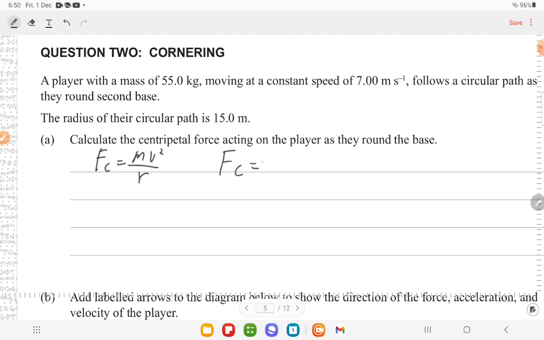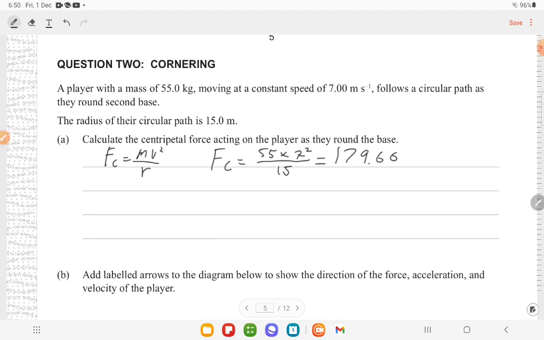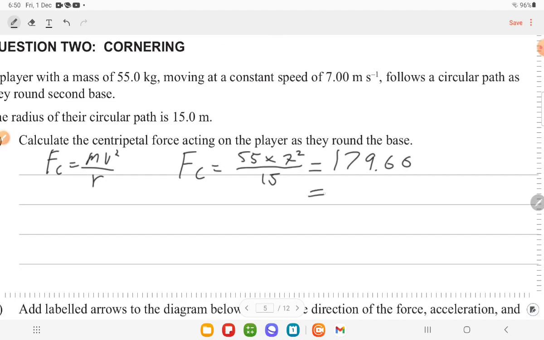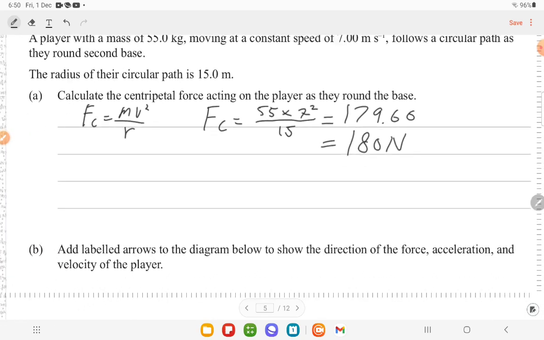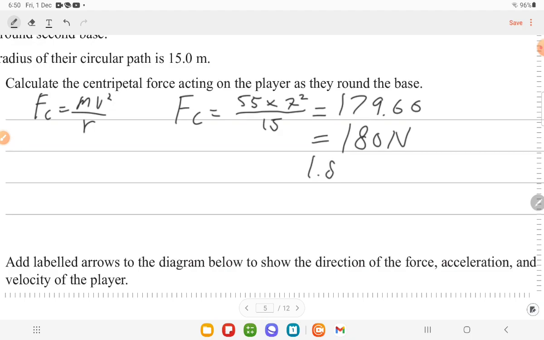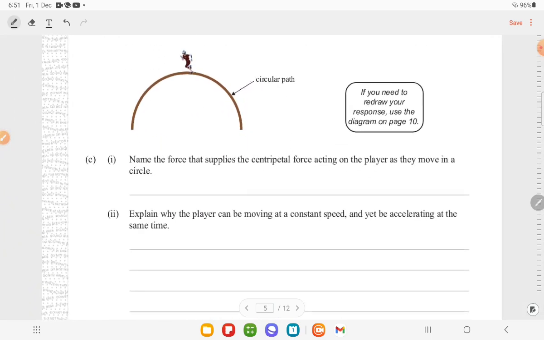Force centripetal in this context will be 55 times 7 squared over 15 meters. This is equal to 179.66, which if we round to 3 significant figures, which all values have, we get 180 newtons. Technically, if we want to be very specific, we can write 1.8 times 10 squared newtons, but yeah, this 180 newtons should be fine.